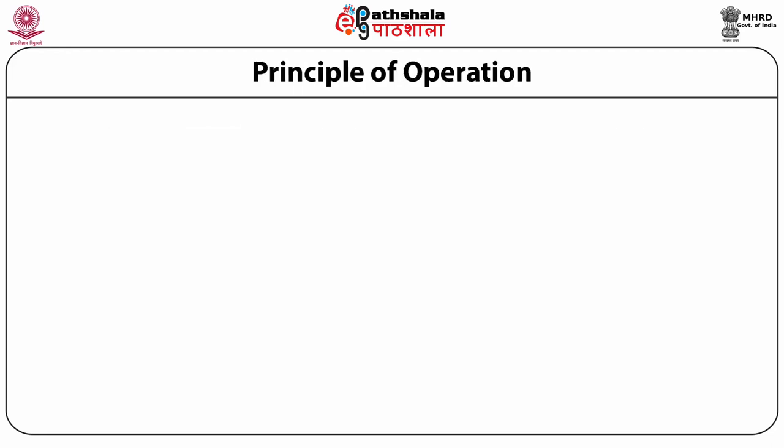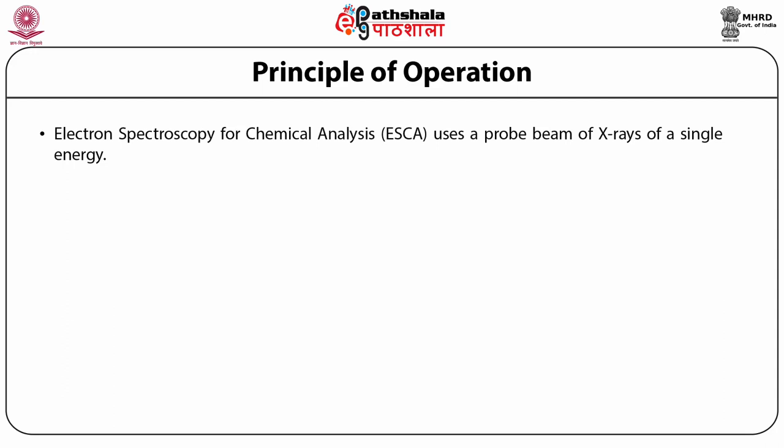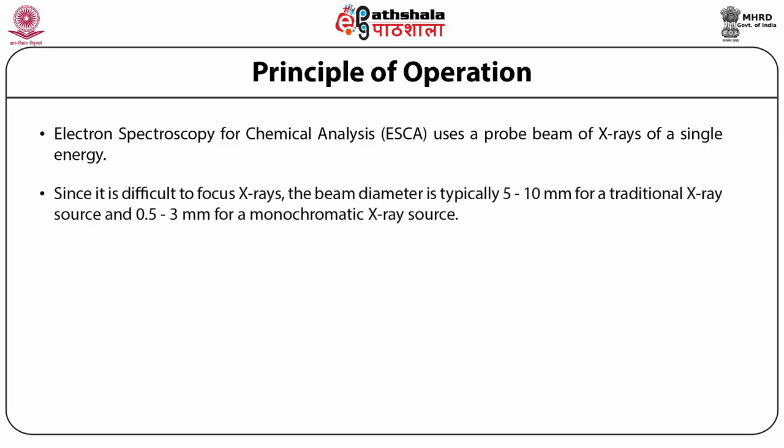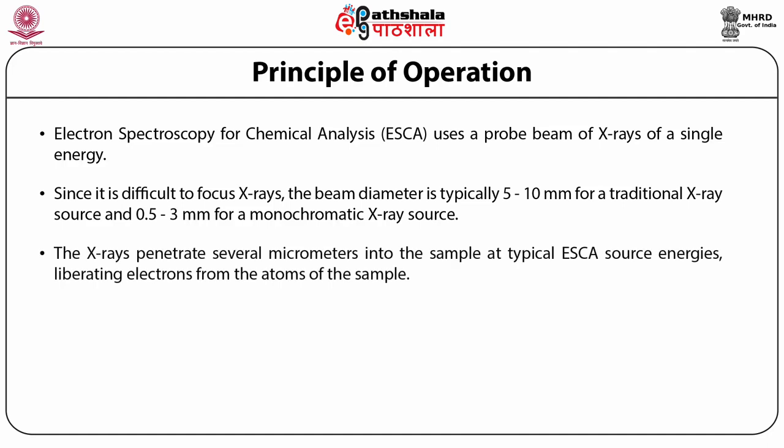Principle of operation. Electron spectroscopy for chemical analysis uses a probe beam of X-rays of a single energy. Since it is difficult to focus X-rays, the beam diameter is typically 5 to 10 millimeters for a traditional X-ray source and 0.5 to 3 millimeters for a monochromatic X-ray source. The X-rays penetrate several micrometers into the sample at typical ESCA source energy, liberating electrons from the atoms of the sample.